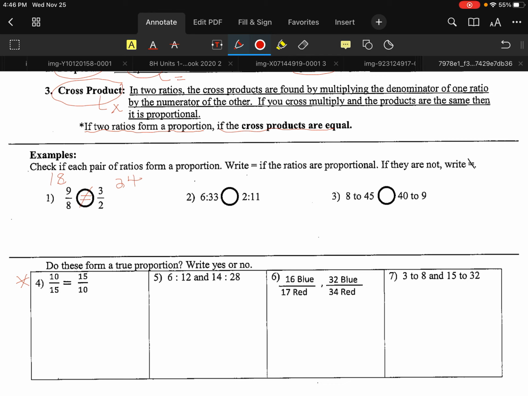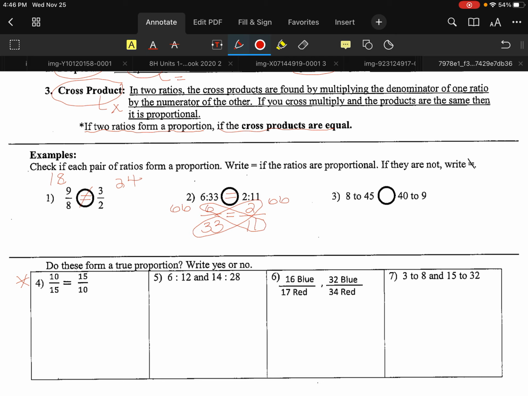Number 2, 6 colon 33 is the same as saying 6 over 33. 2 colon 11 is the same as saying 2 over 11. And now I'm going to cross multiply. So 6 times 11 is 66. 33 times 2 is 66. Now, technically, in order to cross multiply, it has to be a proportion, so I'm going to put an equal sign there. We're trying to figure out whether these ratios are equal to each other. 66 is equal to 66, so I'm going to put an equal sign to show that they are equivalent or proportional.